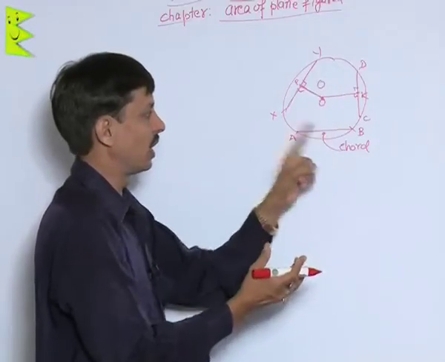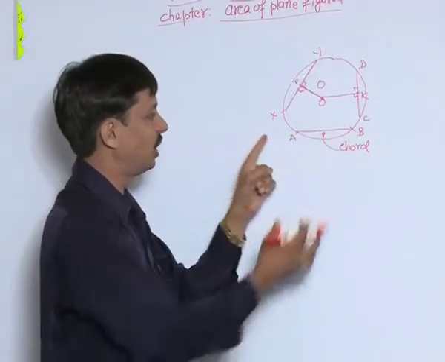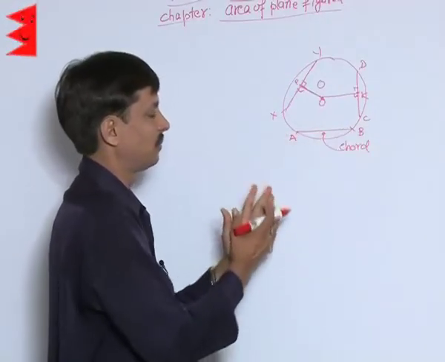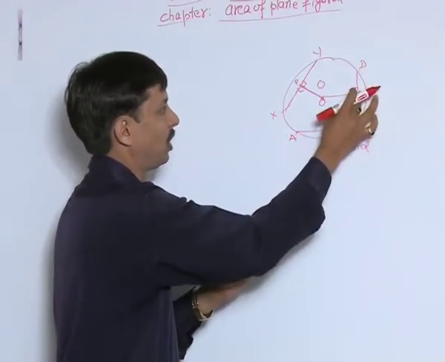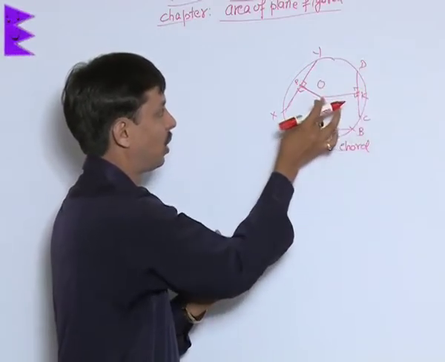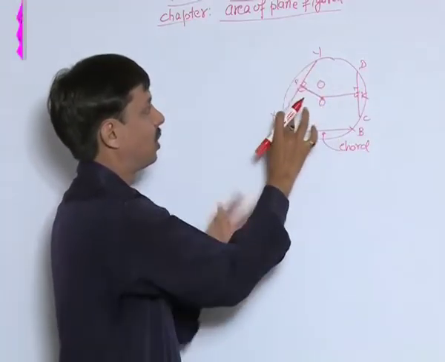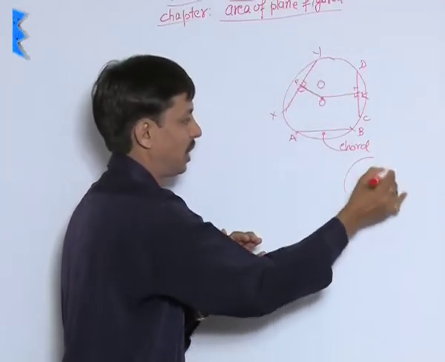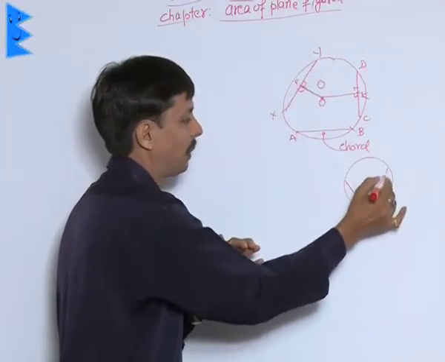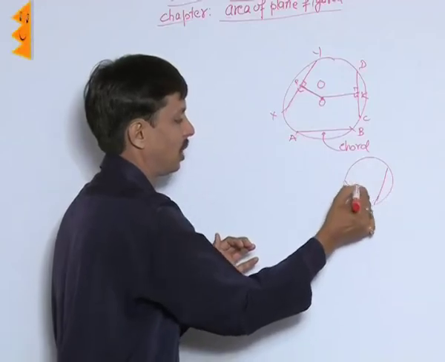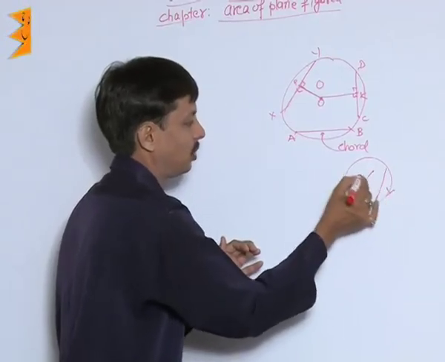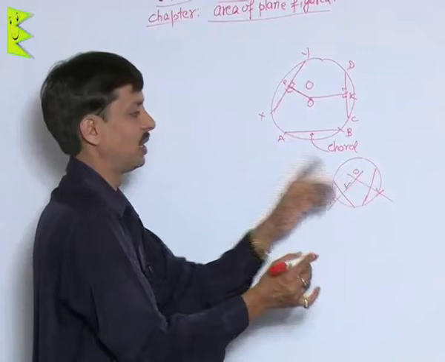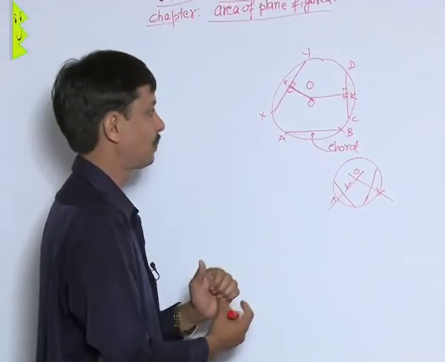What is a chord, is that clear? A chord is the line segment joining two points of the circumference. Next, if the midpoint of a chord is joined to the center, it is perpendicular, or if a perpendicular on the chord is drawn, it will bisect the chord. So if I club these two, you can understand that if there are two non-parallel chords and you have drawn the perpendicular bisectors, these two line segments will meet at the center of the circle.